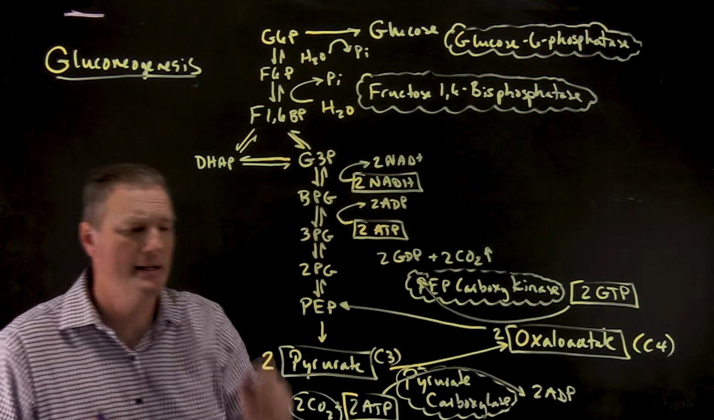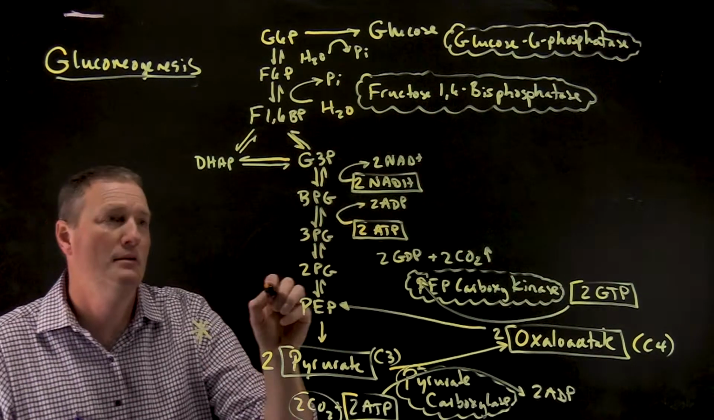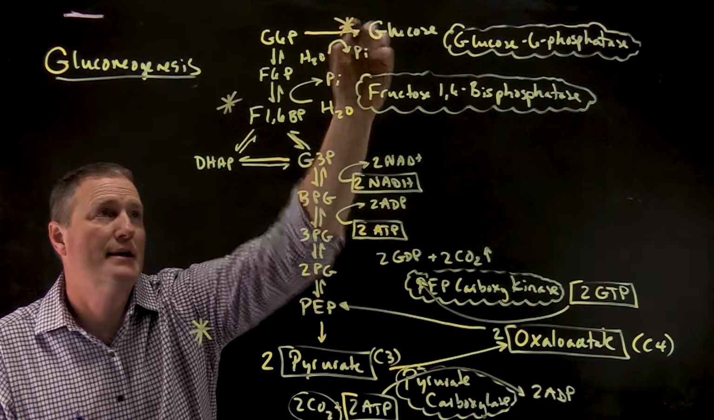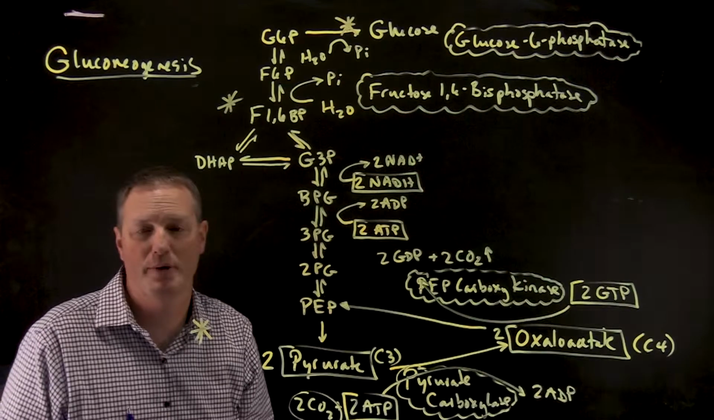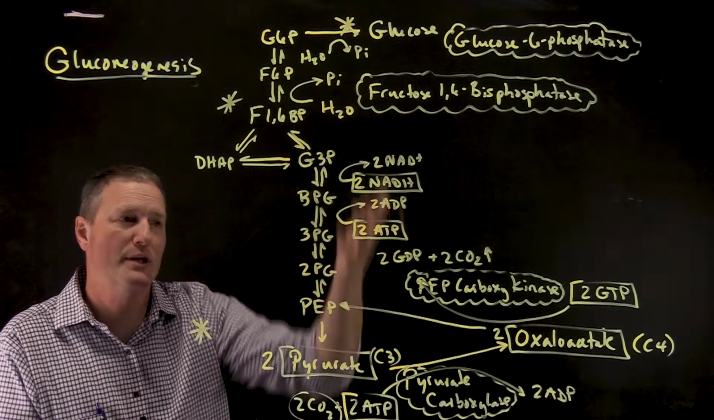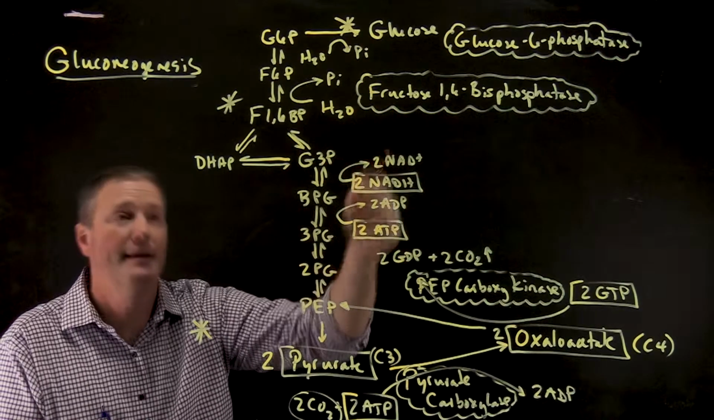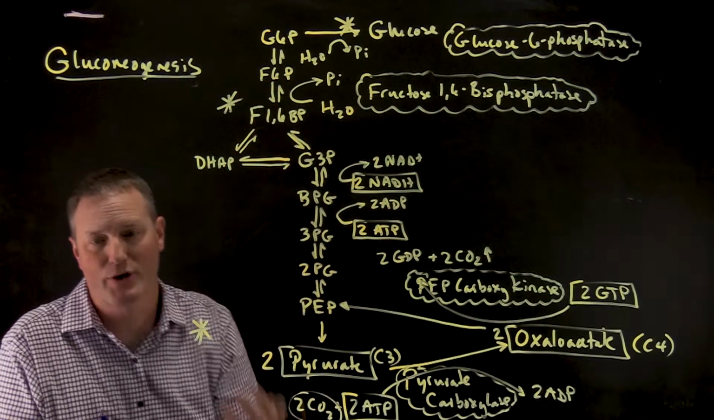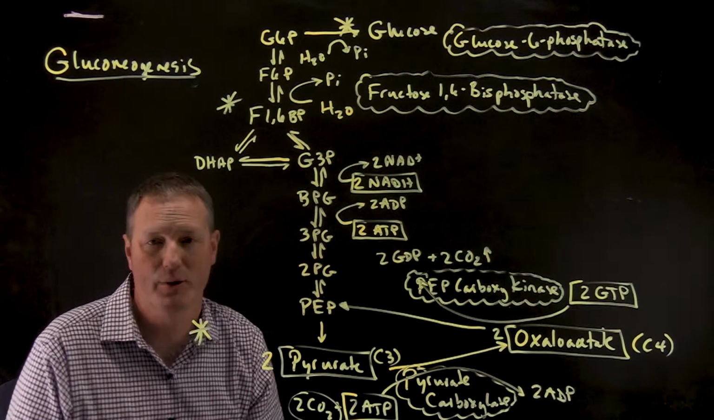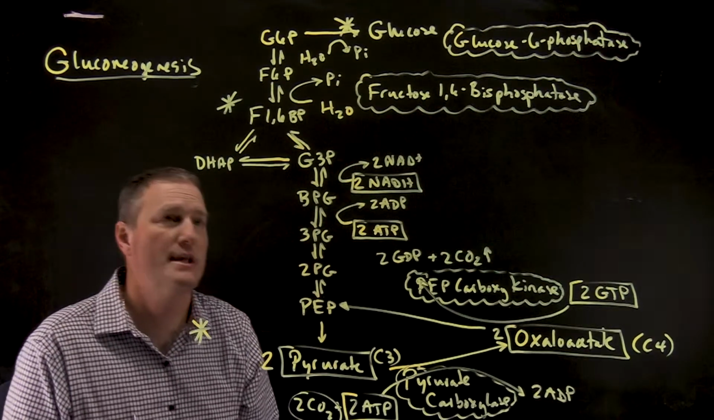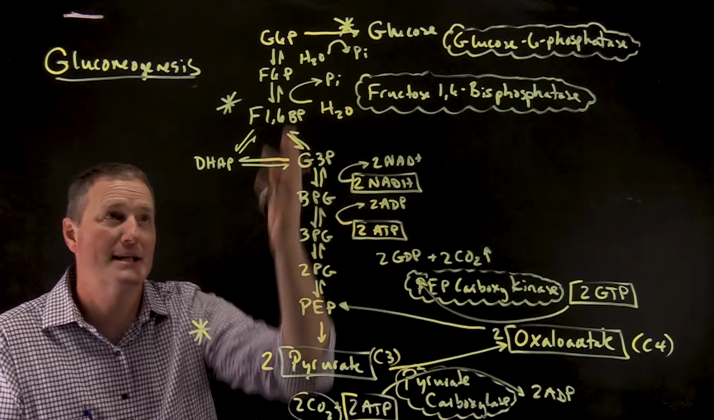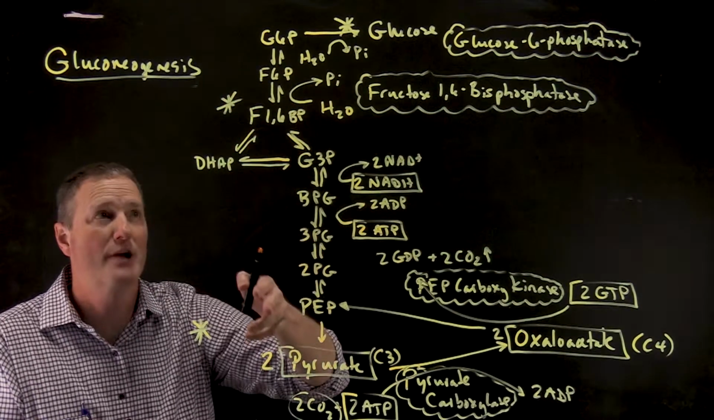All right, so again, this step right here, this step right here, and this step right here, those are the 3 regulatory points that basically allow the process of gluconeogenesis to be turned on while glycolysis is turned off, and vice versa. You wouldn't want to have the 2 pathways going at the same time. So just to demonstrate that, let's add in some metabolites here going in the downward direction.